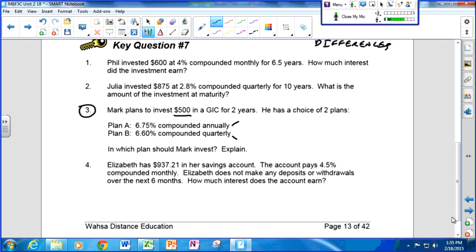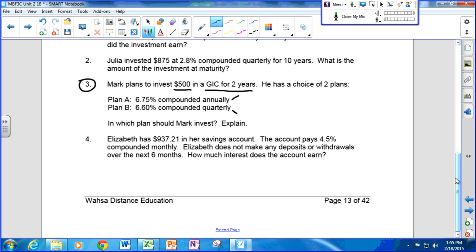A GIC for 2 years, and you have to choose between 2 different plans. This might be at 2 different banks. It might be two different plans that are offered by your bank. They won't necessarily tell you, or even if they do tell you at the bank which is better, you want to work it out yourself. So you can easily do that. So there we are.